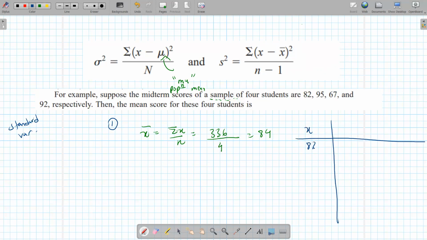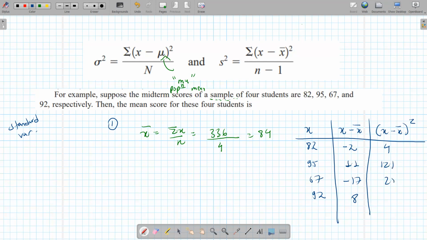Our X values are 82, 95, 67, and 92. We need to find X minus X bar. So 82 minus 84 is -2. 95 minus 84 is 11. 67 minus 84 is -17. 92 minus 84 is 8. You first find X minus X bar. Next, you just square that. So you get 4, 121, 289, 64. So we have X minus X bar squared.